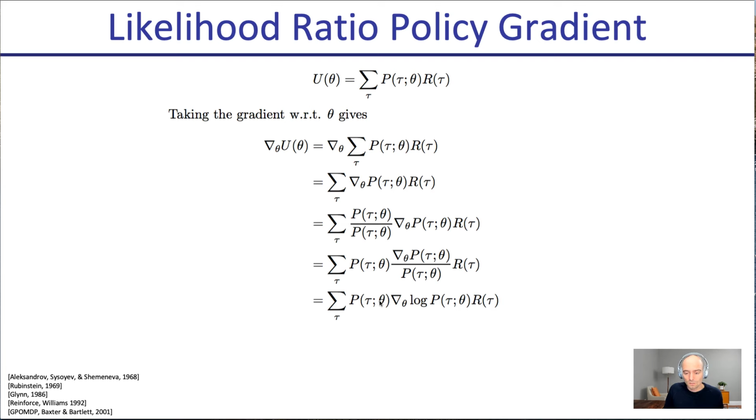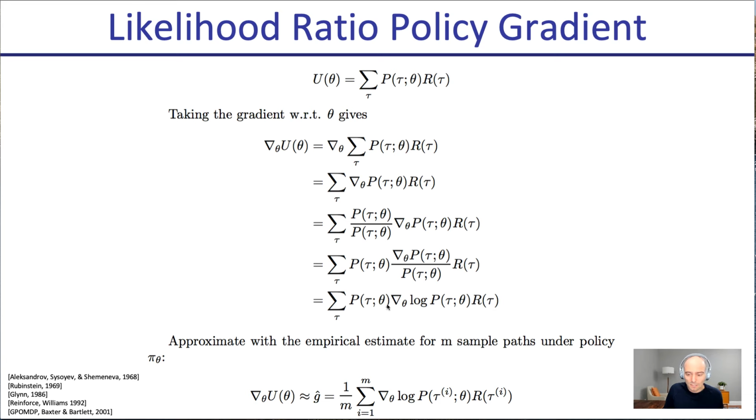And so also typically what's done is this is rewritten. The grad of p over p is the grad of log p. So grad log p here. But then we can take an empirical estimate of this thing. And so our gradient estimate will be an empirical estimate, essentially an average of the gradient in the back here multiplied with reward. So this is interesting.